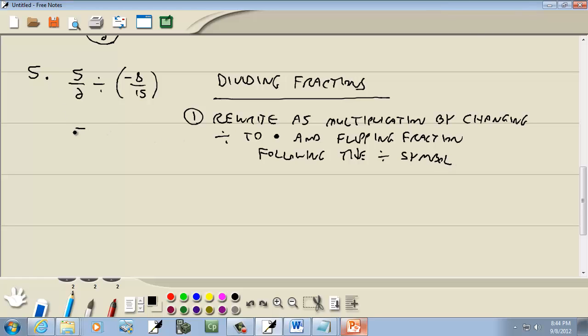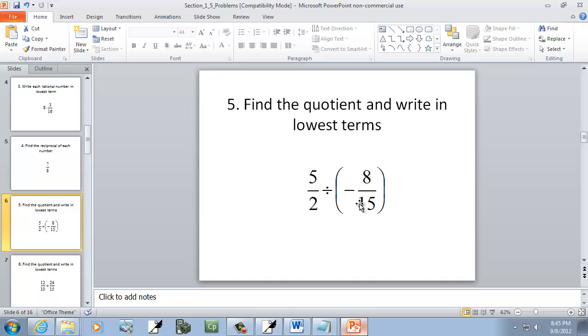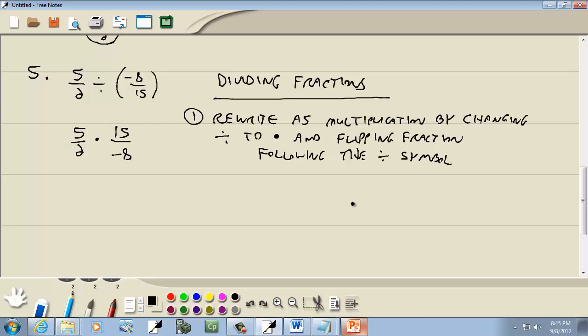Okay, so we've got 5/2. We change the divide to multiply, and we flip this fraction. So this becomes 15 over -8. Now I'm going to see if I wrote it down right. 5/2 divided by -8/15. Yeah? Okay.